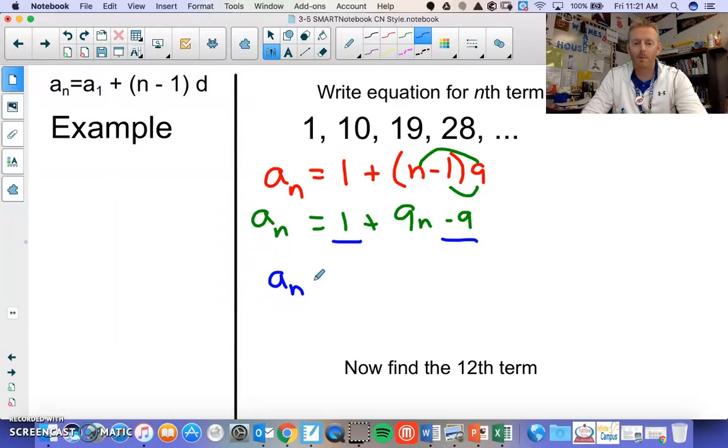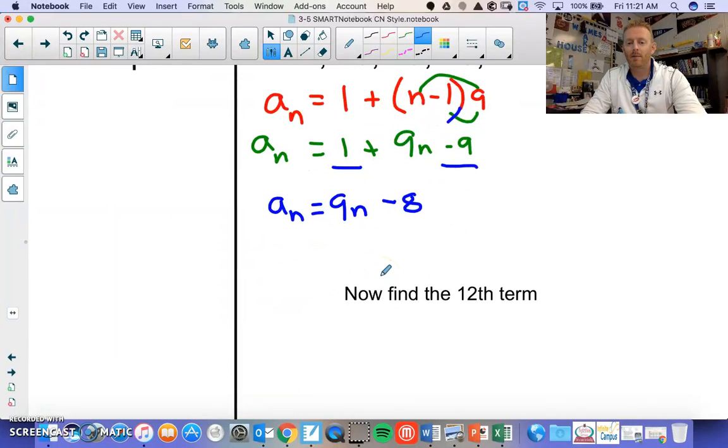I'm going to put my variable first. So it's going to say 9n minus 8. So we have a multiply by 9 and a subtract 8. So if I put in the first term, put in a 1 here, 9 times 1 minus 8 gave me this 1. If I put in a 2 for the second term, 9 times 2 minus 8 made us the 10.